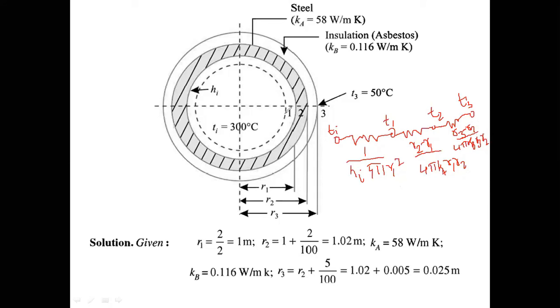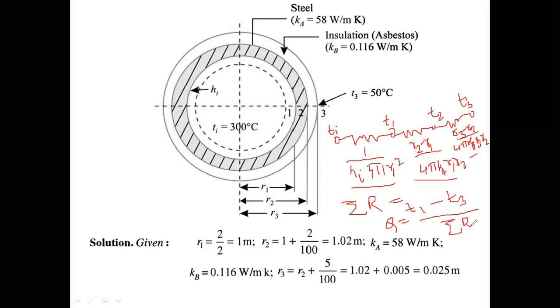So total, first find out total resistance. So this is R1, this is R2, this is R3. Then Q equals to, you can write Ti minus T3 divided by summation of R. And same way you can find out the intermediate temperature also. So this is R1, this is R2, and this is R3.